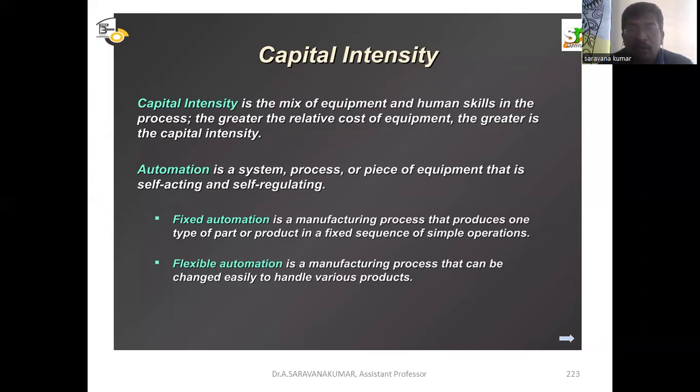Automation, everyone knows, now it's converted to AI. So everything we are using is automation. Automation is a system, process, or piece of equipment that is self-acting and self-regulating. Fixed automation is a manufacturing process that produces one type of part or product with a sequence of simple operations. Flexible automation is a manufacturing process that can be changed easily to handle various products.